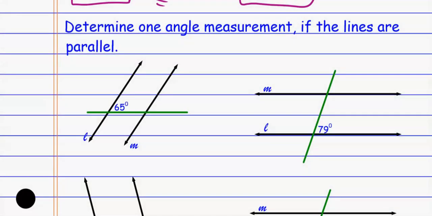If I look at this guy, it says determine one angle measurement if the lines are parallel. And so this time we're saying that the lines are parallel. So if I know that these lines are parallel, think about what measurement on the second line would have to be the same. If these are parallel, this one heads off at a 65-degree angle. And so if the next line is parallel to that, it should also head off at a 65-degree angle. And so the idea here is that's the measurement that I can find.